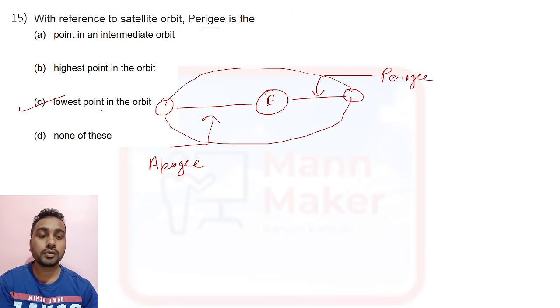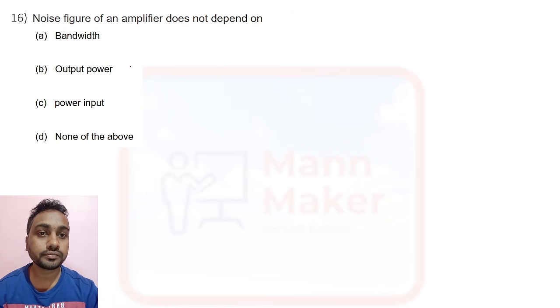So this is the lowest point in the orbit. If they ask about the highest point, meaning apogee, then the answer will be highest point of the orbit. Option C is the right answer from here.